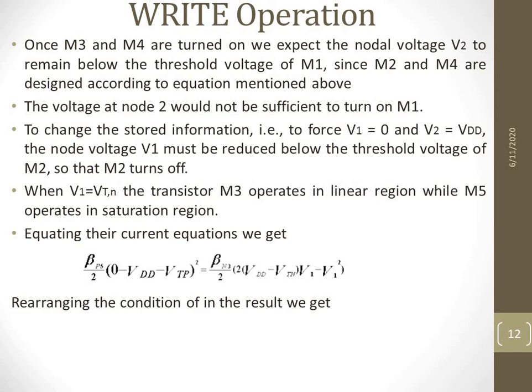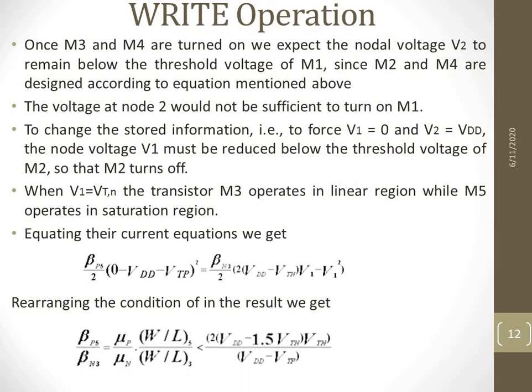So rearranging the condition of the result, we get beta P5 by beta N3, W by L5 by W by L3, in terms of 2 times VDD minus 1.5 VTN.